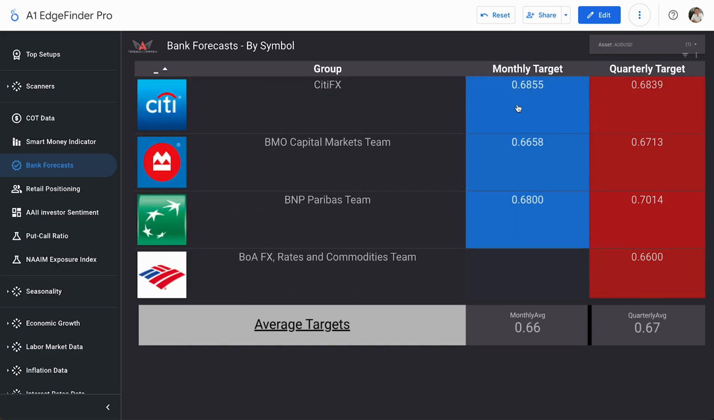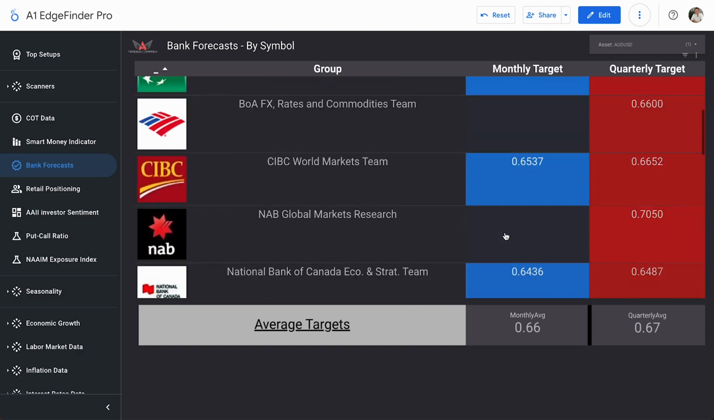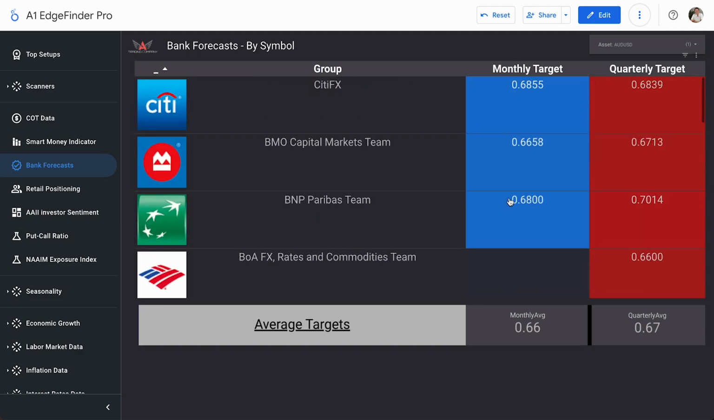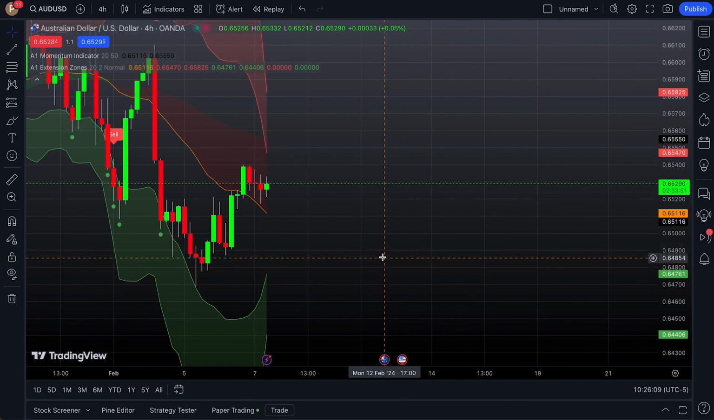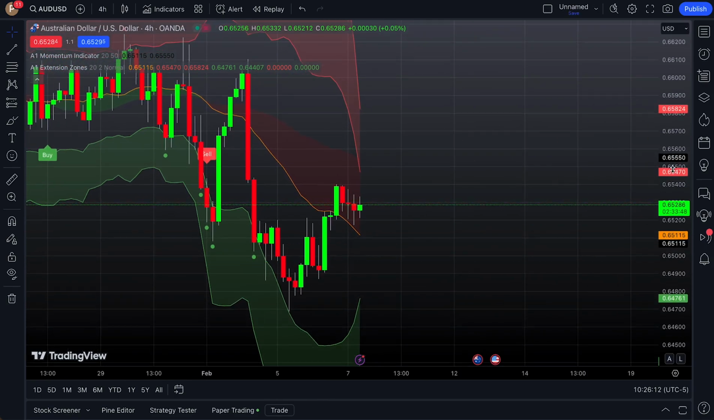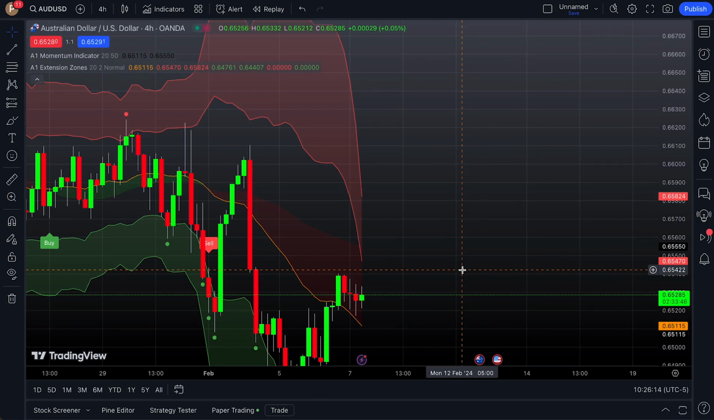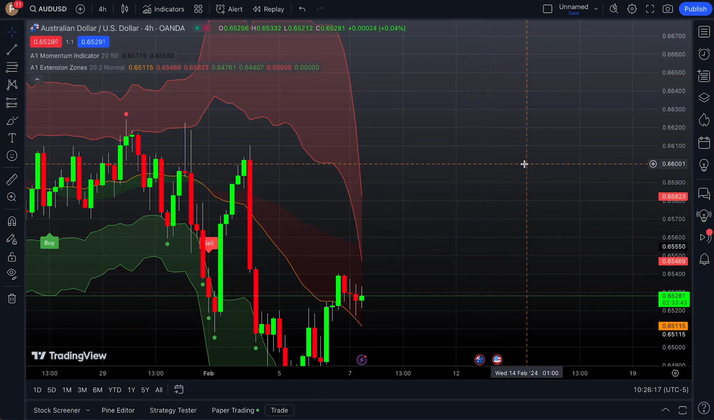But if we average them together, all of these different market teams from all over the world, where do they think AUD USD is heading? We can see that they believe it's heading to around 0.66. Well, where are we sitting right now? We are at 0.65. So banks from all around the world, when you average together what they are putting out in their reports, see price heading towards 0.66 by the end of February.